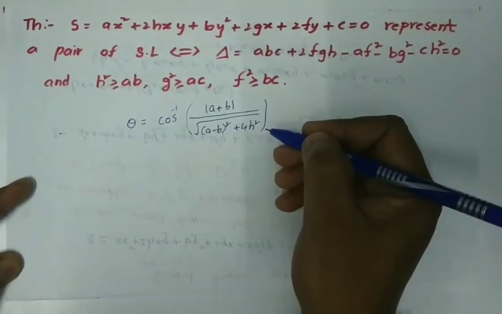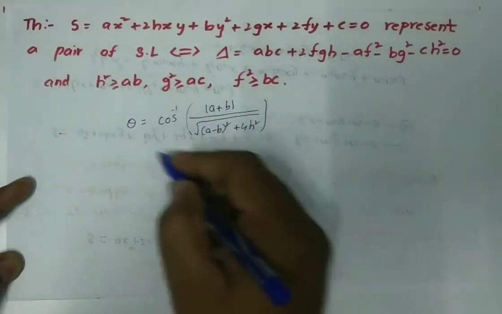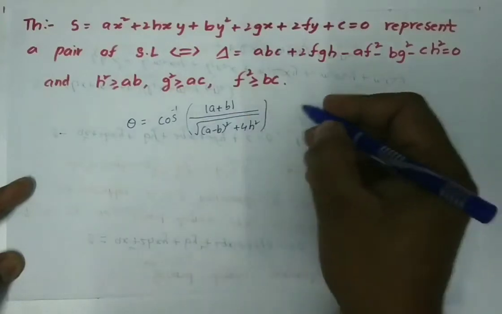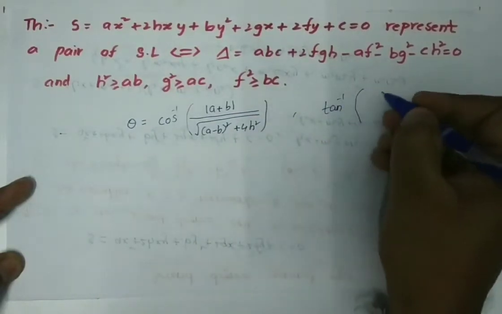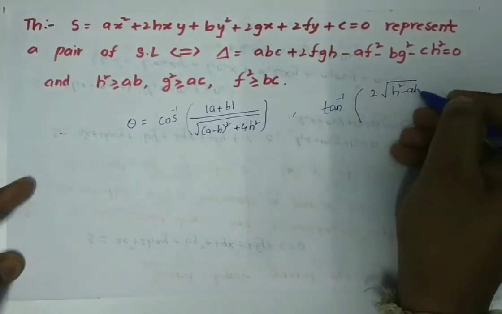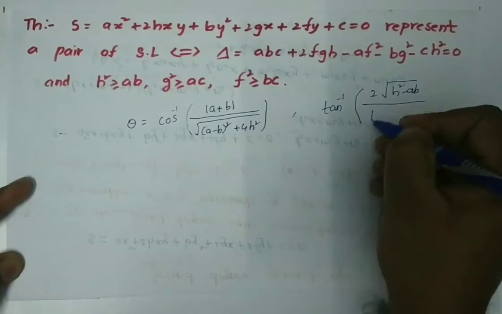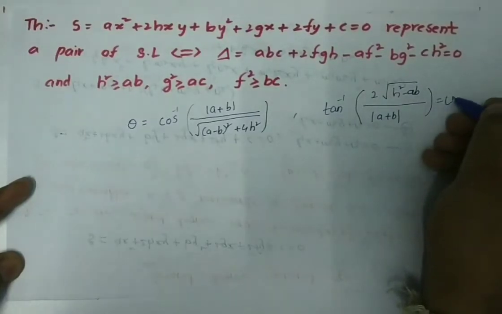And similarly we get the formula to find theta in terms of tan, that is tan inverse of 2 times under root of (h² − ab) divided by modulus of (a + b), which is equal to theta.